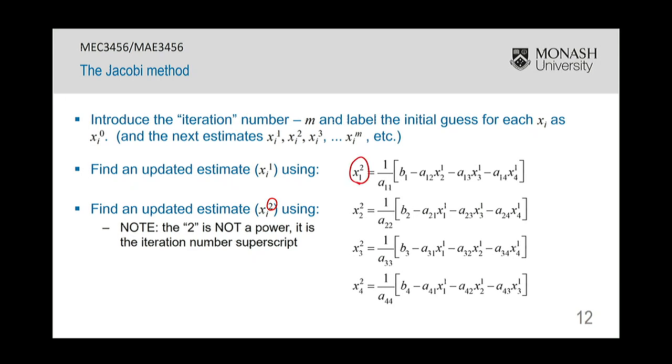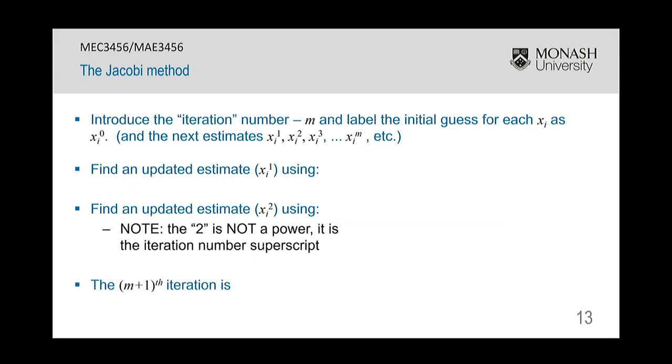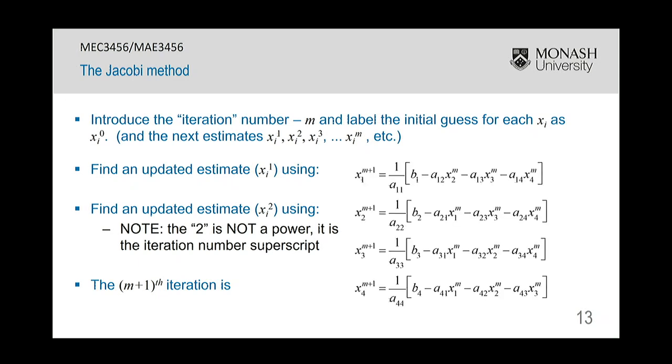We go through, we do exactly the same thing. So for the second estimate for x1, on the right hand side, we use the first iterate for x2, x3 and x4. The second guess for x2, on the right hand side, we use the first iteration for x1, x3 and x4, and so on. In general, once we've done this, the (m+1)th iteration is given by this. So we're just following the same pattern. The x1 (m+1)th guess depends on x2, x3 and x4 at the previous iteration. So we're updating these things step by step.